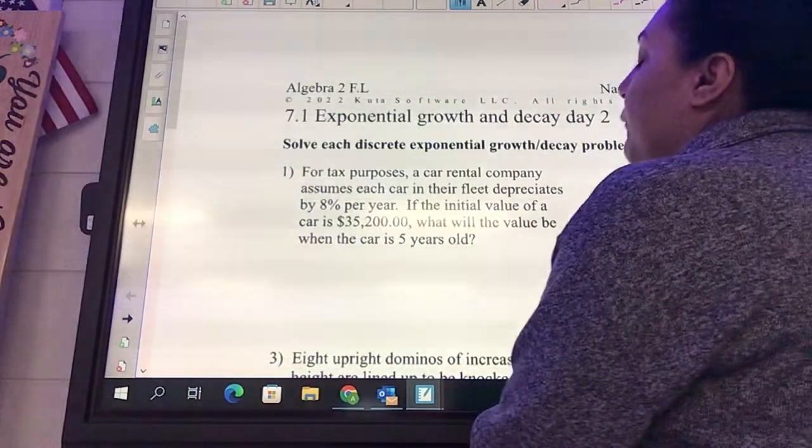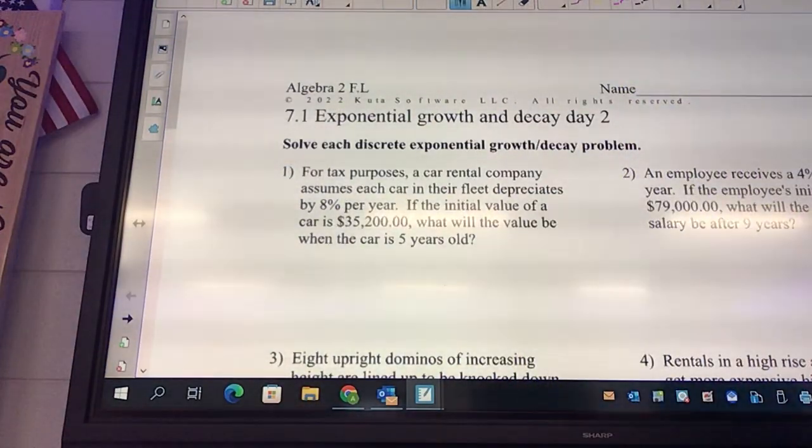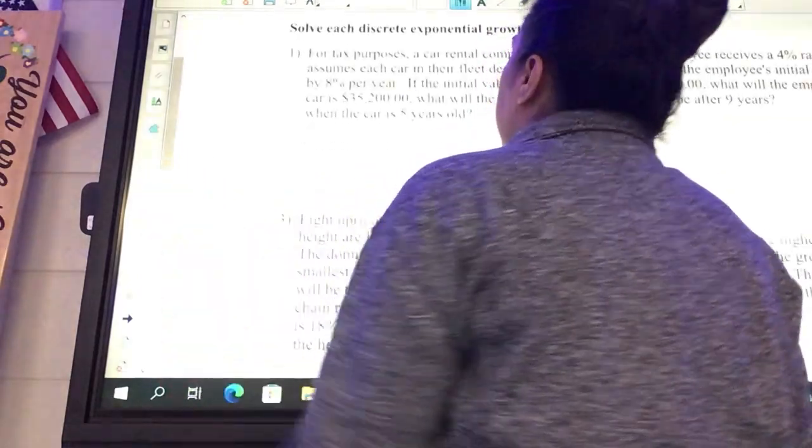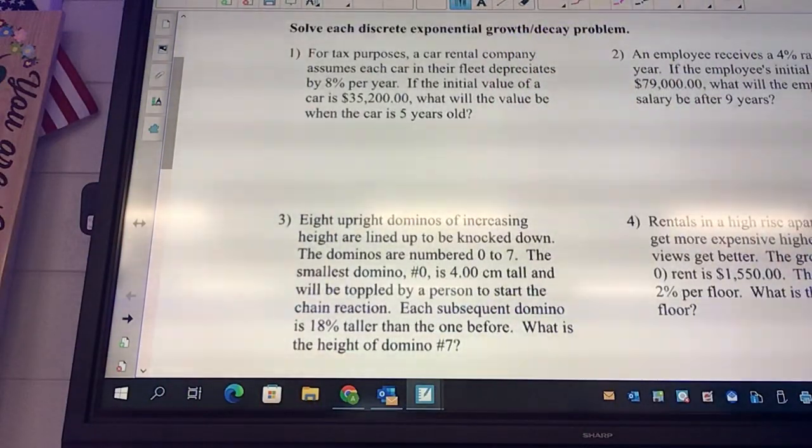Okay, so for tax purposes, a car rental company assumes each car in their fleet depreciates. What's that mean, depreciates? Goes down in value or price. Okay, 8% each year. If the initial value is $35,200, what will the value be when the car is 5 years old?